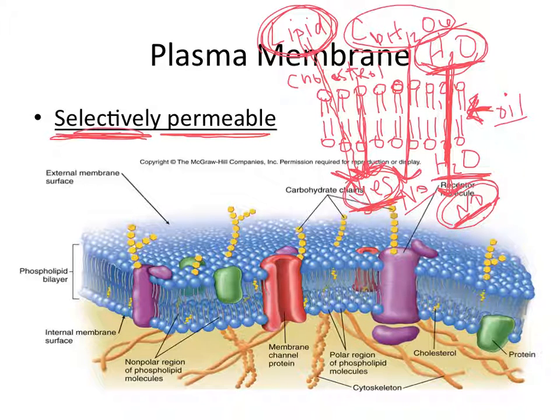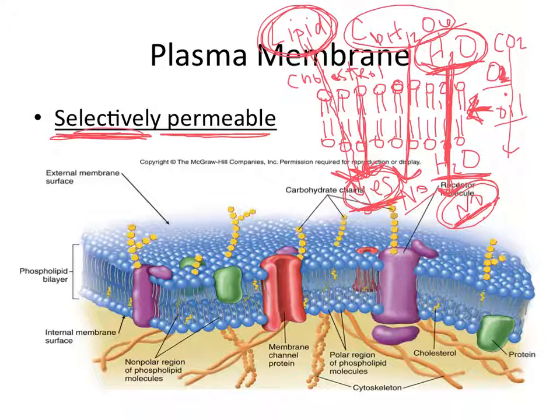Another component that determines whether or not a substance can pass through is size. Things that are very, very small, just a few atoms big. For example, oxygen. Oxygen travels in pairs, O2, because it's stable that way. O2 can pass through the plasma membrane because it's very small. Carbon dioxide, CO2, can also pass through the plasma membrane because it's only 3 atoms big.